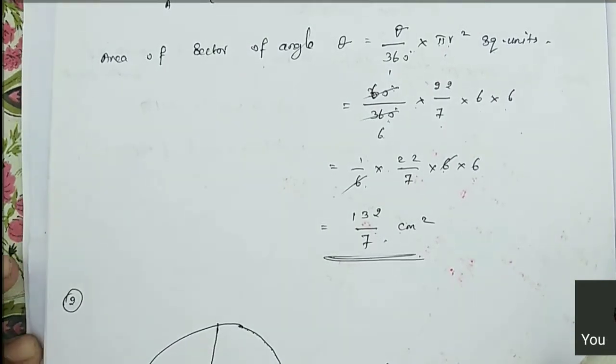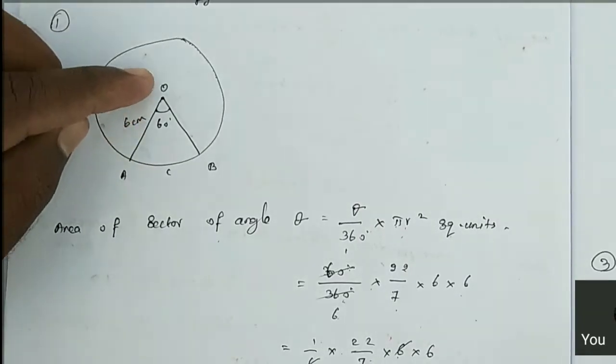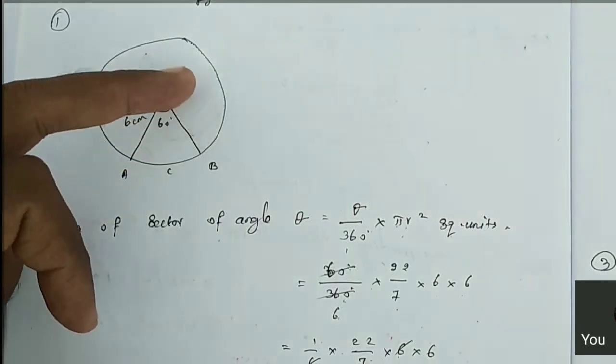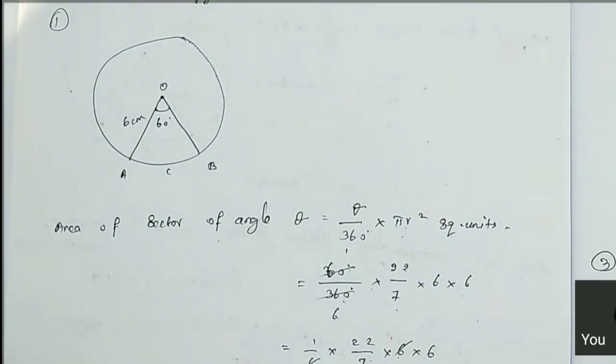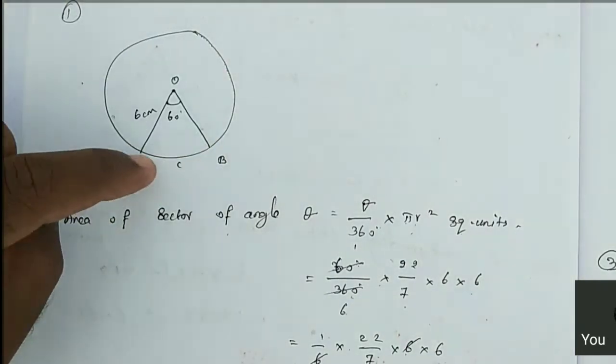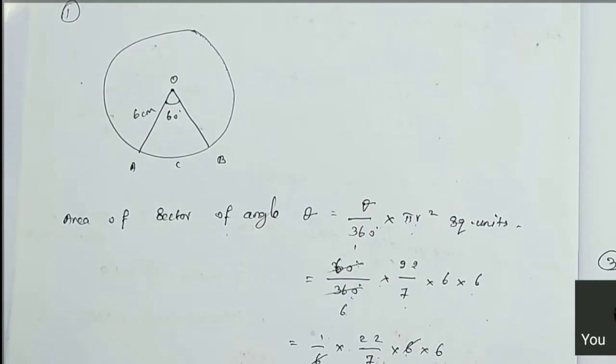Okay. If they been asking a major sector, what are you supposed to do? If suppose they ask a major sector area, what are you supposed to do? Very good. We should find the area of a circle, then we can subtract the area of a minor sector. Otherwise, one more formula. This is one of the ways. What's the one more way?